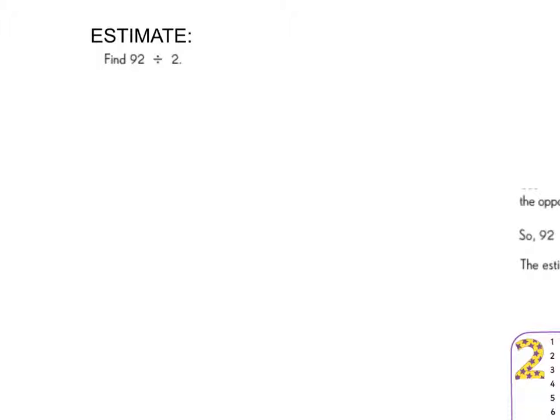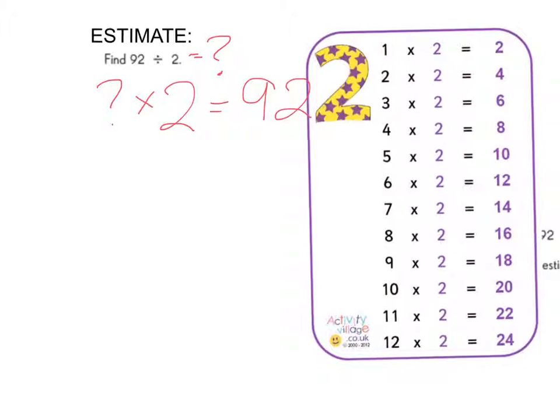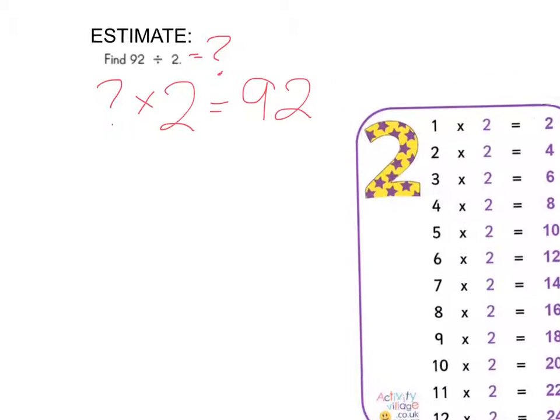Let's try this problem. Find 92 divided by 2. We really need to think about what the question is asking us. The question is asking us, what is 92 divided by 2? If we flip this problem over and look at question mark times 2 equals 92, how close are we going to get? Okay, we can pull out our times 2 table and we see that 12 times 2 is 24. That's way away. I don't think this is going to be very much help to us either.